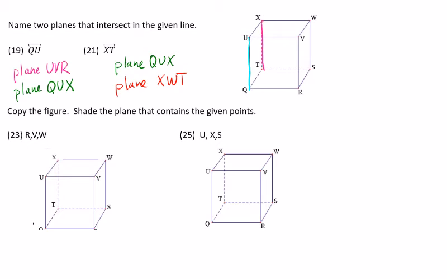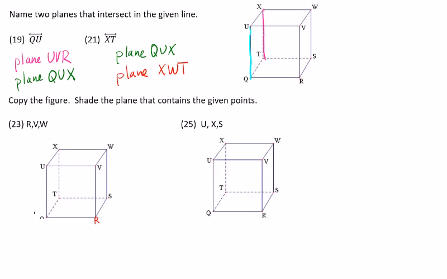Okay, so the next one says copy the figure, shade the plane that contains the given points. So RVW. So this is R down here. Can't see it on my figure. So RVW, that would be this plane here, right? All right, and then UXS.